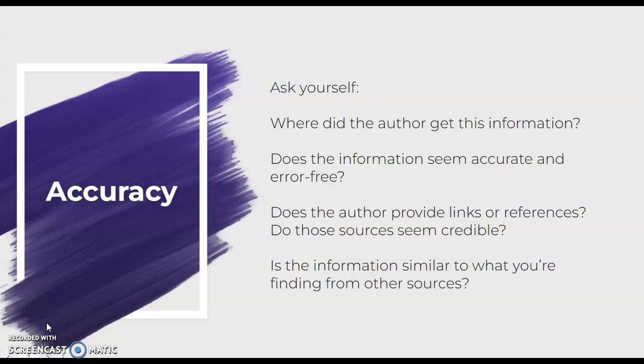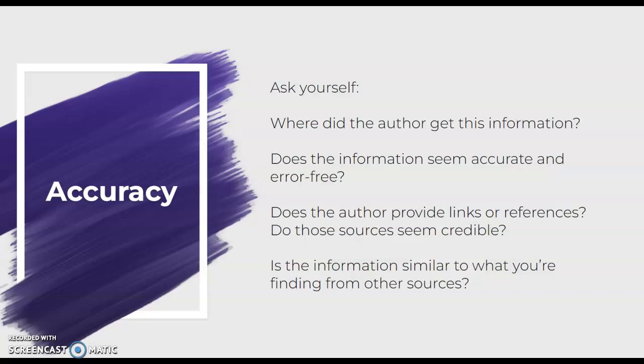The next metric is accuracy. And obviously you don't always know whether information that you found is accurate or not. So instead you kind of have to use some of the clues that are available to you. You can ask yourself, where did the author get this information? Are there links? Do they provide references? Do the sources that the author is referring to seem credible? You can also check for errors and accuracy in the material itself.